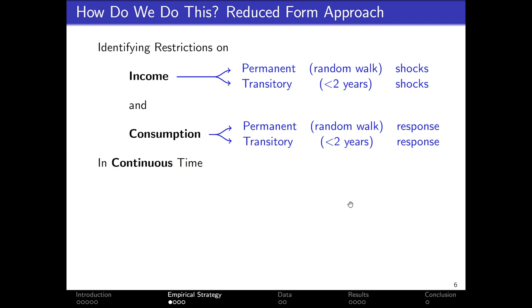And then similarly, on the consumption side, we assume that if you have a permanent shock to your income, you change your consumption or your expenditure in a permanent way. So your consumption response to permanent income shocks also follows a random walk. If you have a transitory shock to your income, we assume that the consumption response is also short-lived and lasts less than 2 years. That follows a bunch of empirical evidence from other studies, and we also test that in our appendix, in our robustness tests.